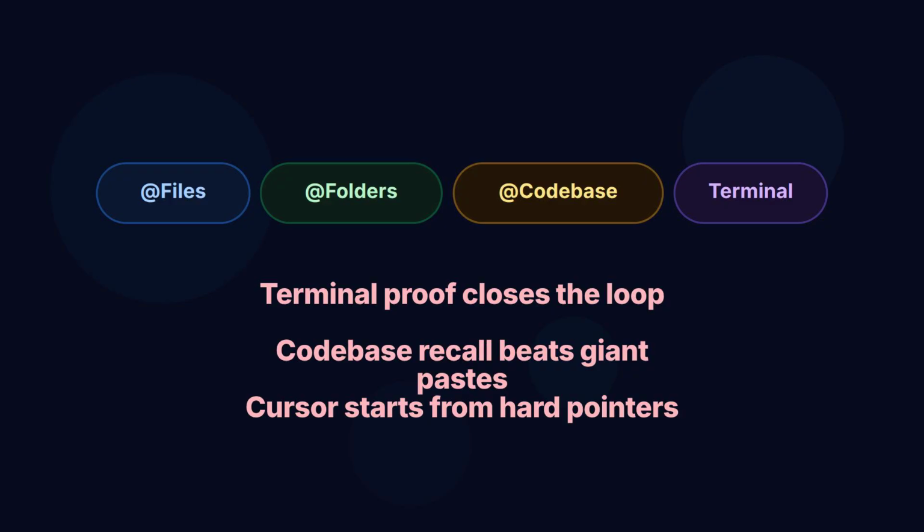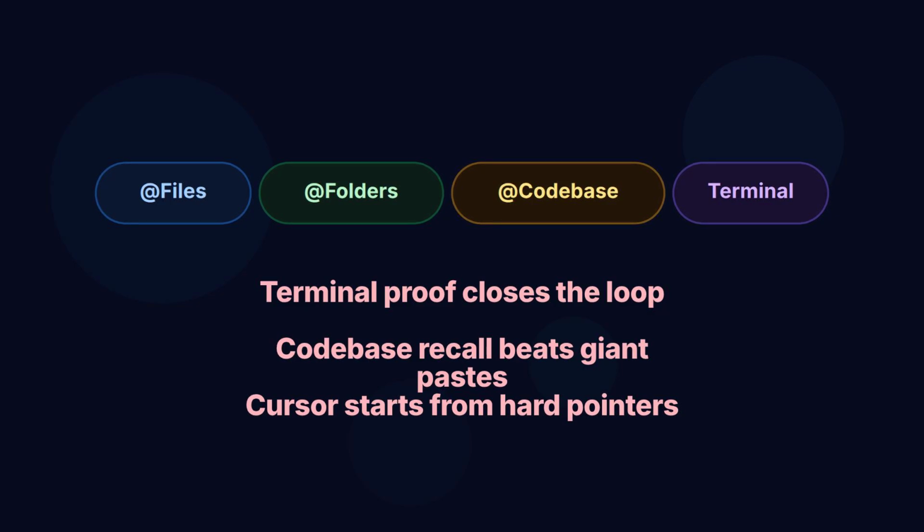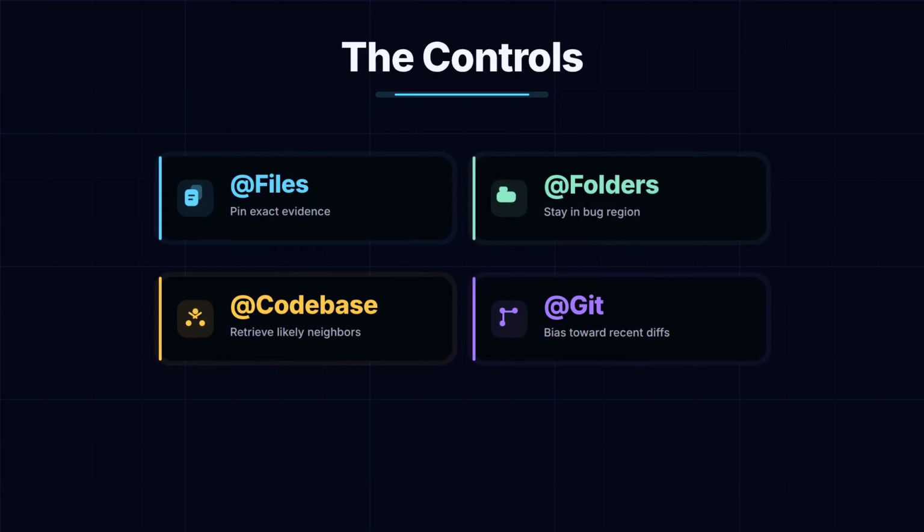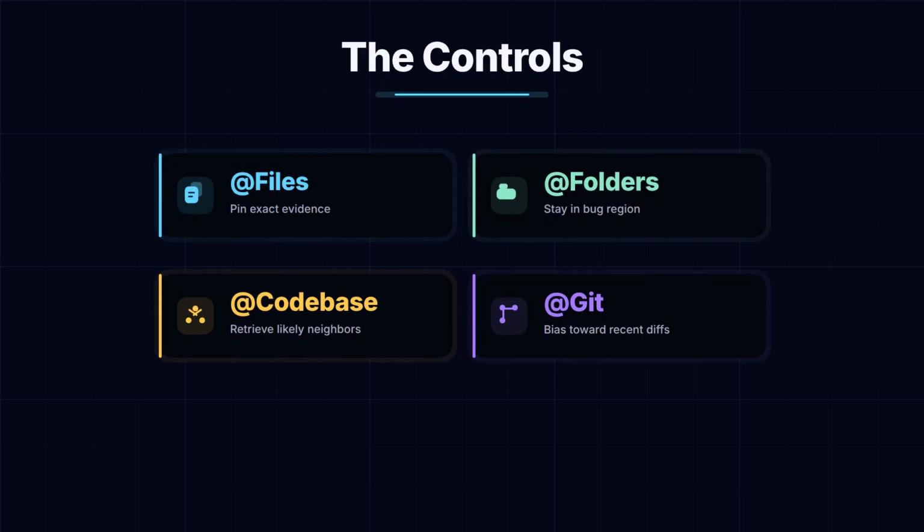That is the frame for this video. I do not want to treat Cursor like a generic coding agent with a different logo. I want to show the actual controls Cursor gives you to steer file selection before the patching loop starts. This is one of the biggest differences between Cursor and the more opaque agent products. Cursor gives you very obvious handles for steering context.